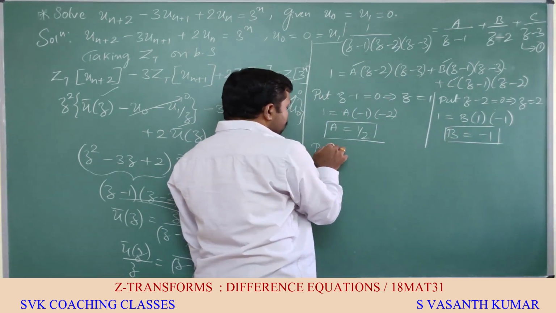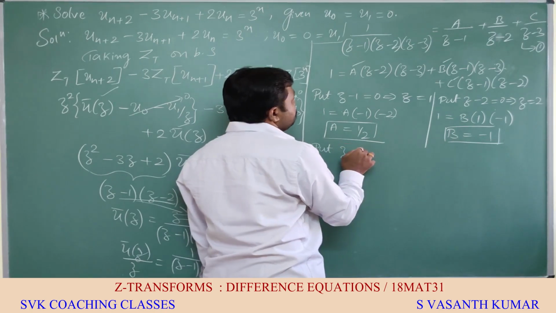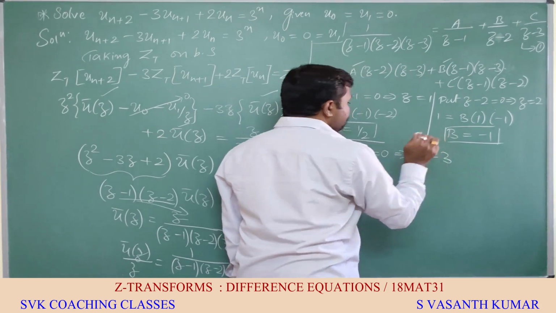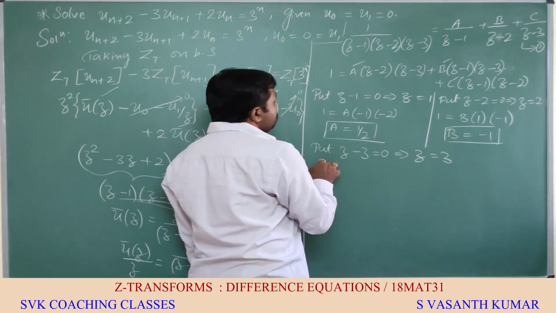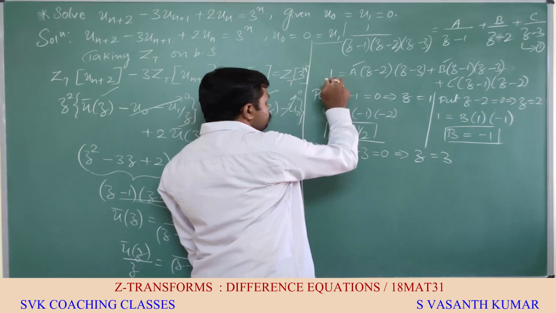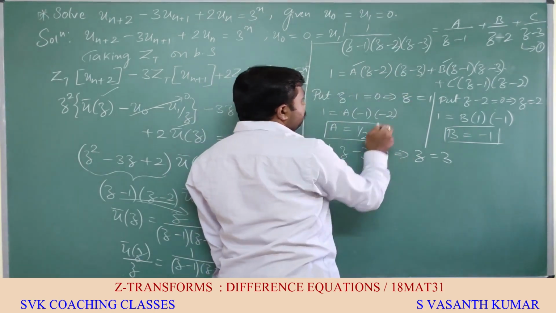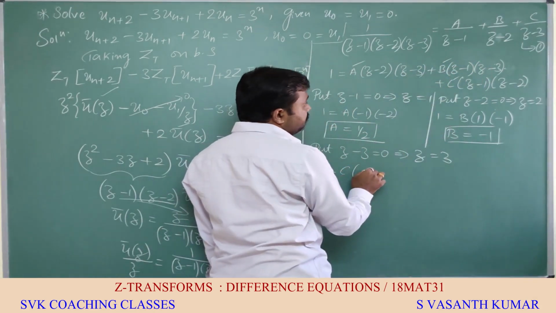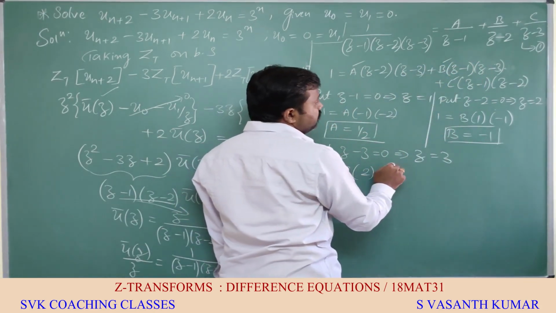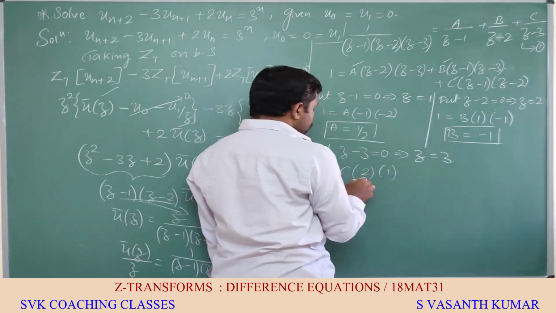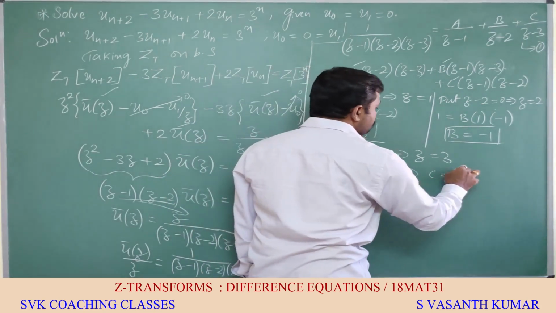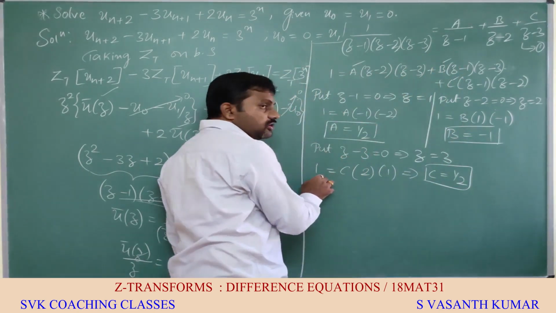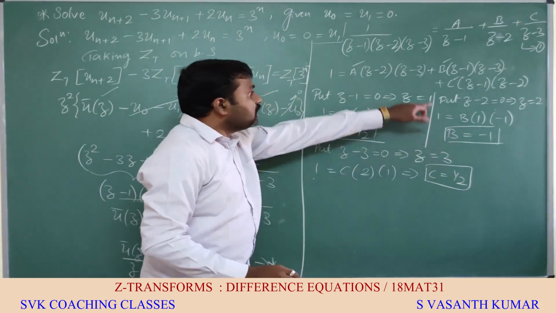Now finally find the value of C by putting the factor z minus 3 equal to 0. That implies z equal to 3. Therefore, the left hand side value is 1. Wherever we have z minus 3, this value is 0. Therefore, C is multiplied with (3 minus 1) is 2, (3 minus 2) is 1. So therefore, C is equal to 1 by 2. Substituting the values of A, B, C in equation 1.